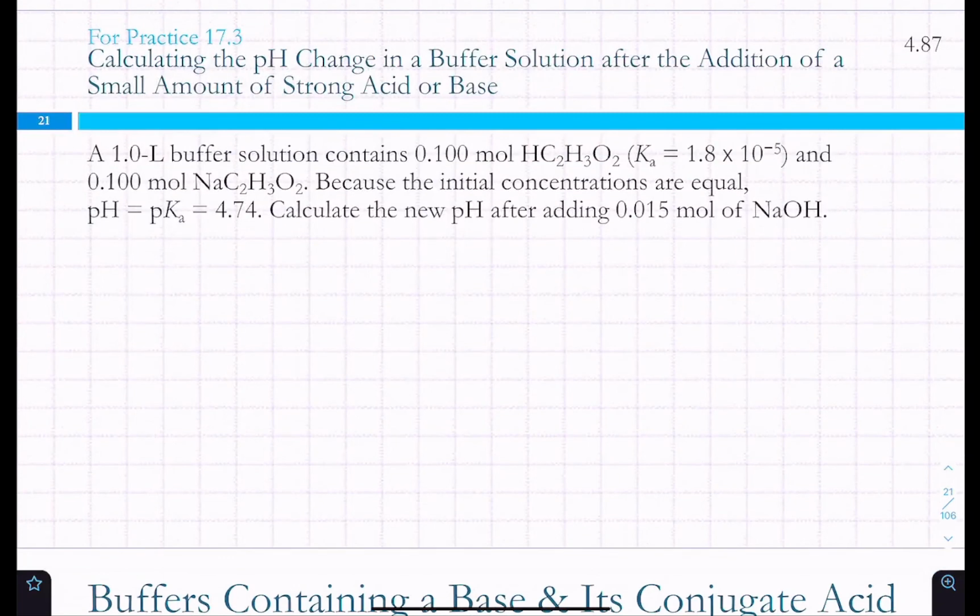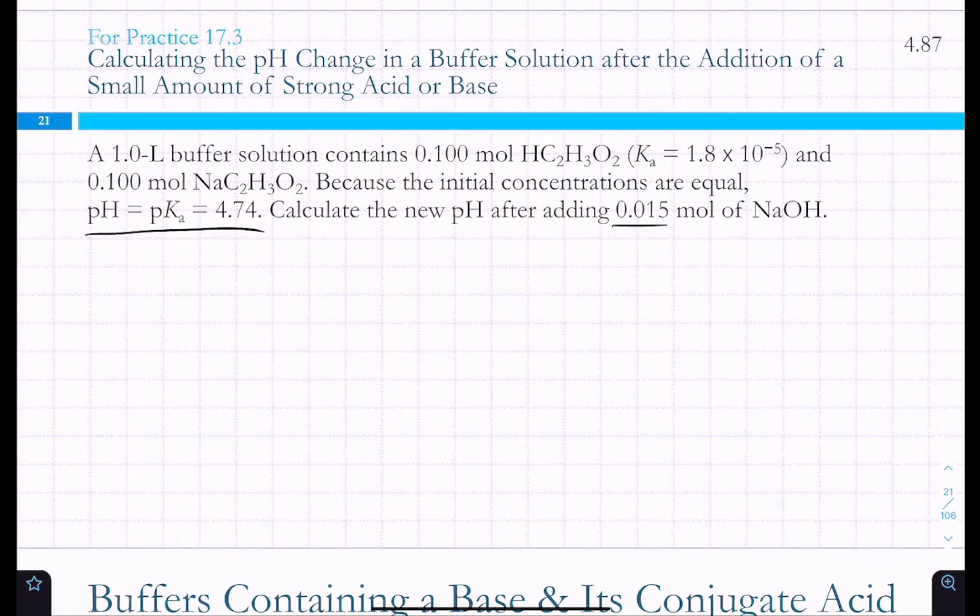All right, so if we have a buffer solution, conveniently, a 1 liter buffer solution contains 0.100 moles of acetic acid and 0.100 moles of sodium acetate. And because the initial concentrations are equal, the pH is equal to the pKa, which is 4.74. So calculate the new pH after adding 0.015 moles of sodium hydroxide.